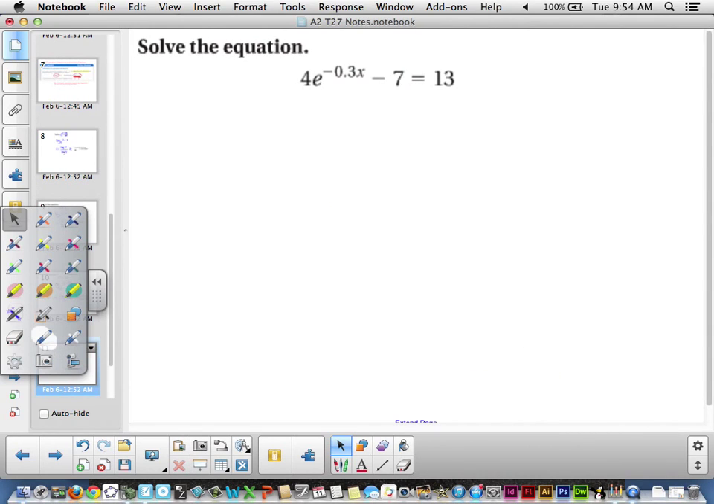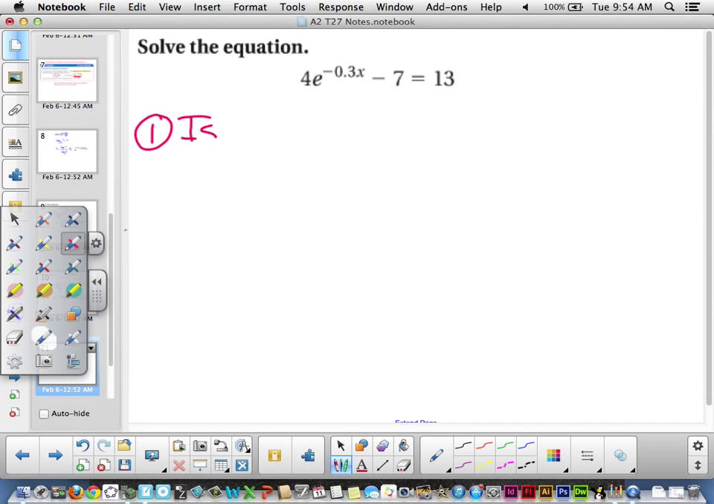Let's try this one. A couple differences here. We got this subtracting 7 out in the back that the other ones haven't had. And we got this 4 that's multiplied by the base that we haven't had before. It's no secret. You're just going to treat it like it's linear until you get it to the exponent by itself. So the first thing you're going to want to do is isolate your exponent. So we will add 7.